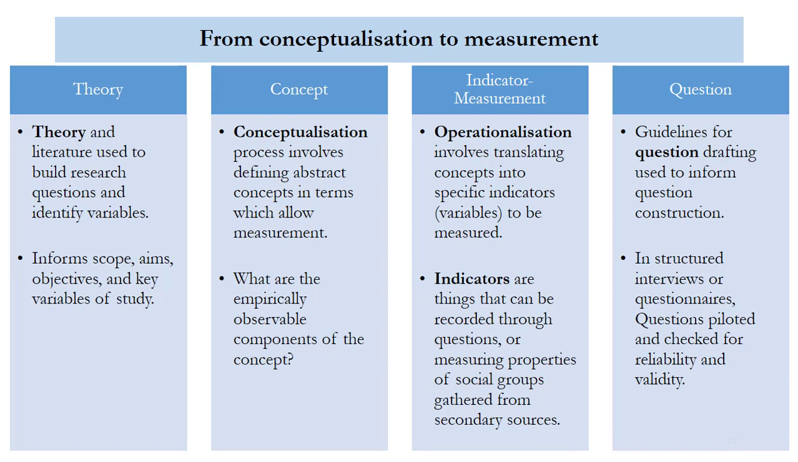And the second box here deals with concepts. So conceptualization involves defining abstract concepts in terms that allow us to measure them. And the question we're asking here, as I said, is not that we're looking for a definition in the sense of a dictionary definition, but we're looking for a definition based on existing knowledge, based on existing theory that points towards questions we might ask and what I call here empirically observable components of the concept. So if I was trying to measure somebody's social class, what kinds of question would I ask to give me an indicator of that? What are the empirically observable components of that?